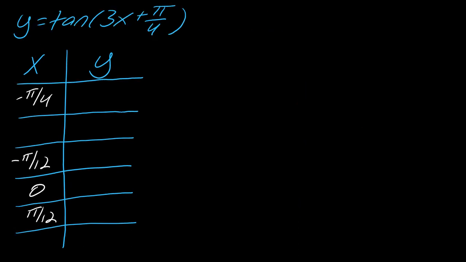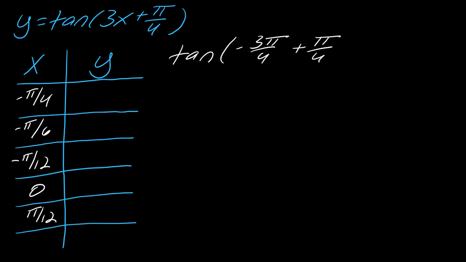Okay, and oops, I lost one of my values. Let's see, this should be negative pi over 6. Okay, so don't want anybody falling off. Okay, so now I can start plugging stuff in. So I'm going to plug in first that negative pi over 4. So this becomes negative 3 pi over 4 plus pi over 4.